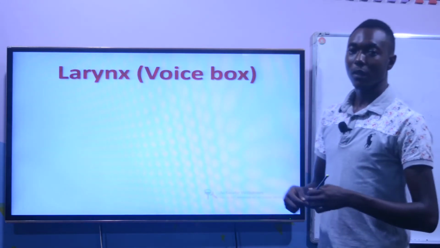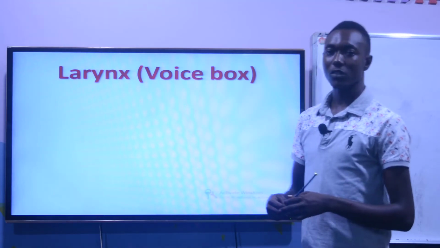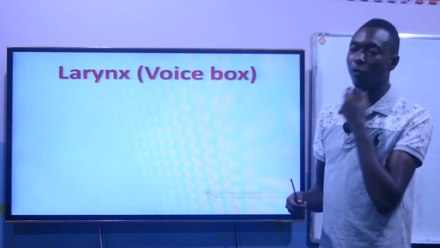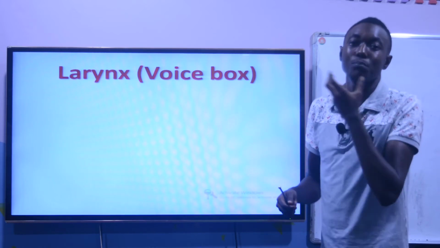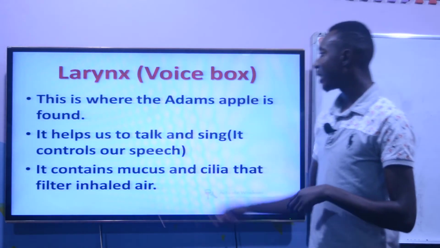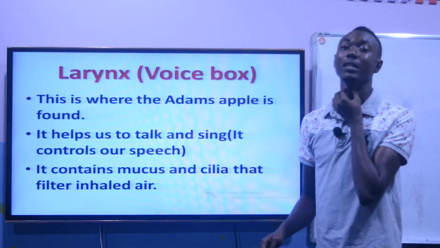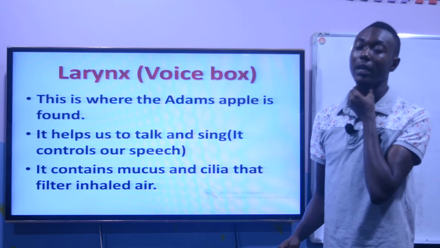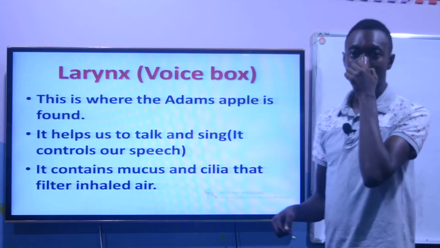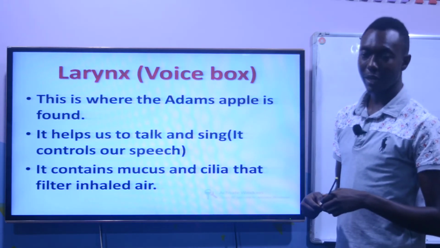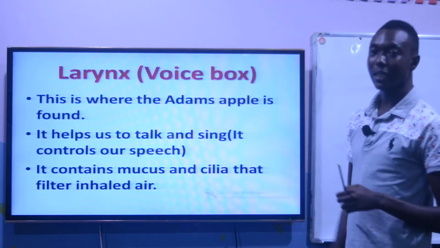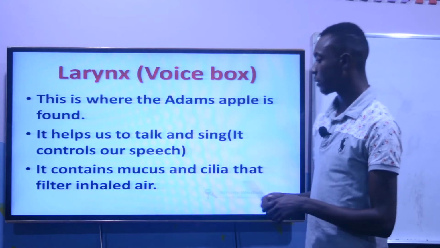From the pharynx, the air then moves on to the larynx, also known as the voice box. There, vibration takes place for us to get the speech we want. Alright? So as I said earlier, it contains what we call the Adam's apple. That's what you see here. It also helps us to talk and sing. Without the larynx, you cannot talk and sing. It also contains mucus and cilia that filter the inhaled air. Good.